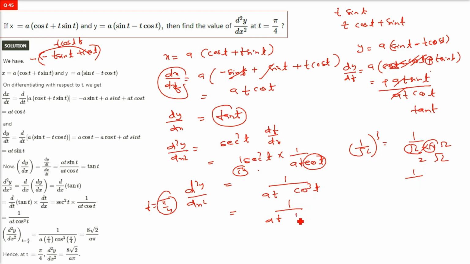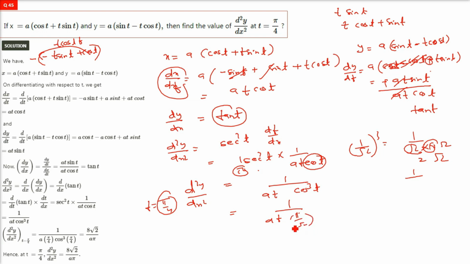a is a constant. t, as I already told you, is going to be pi by 4. And cos cube pi by 4 we have already computed as 1 by 2 root 2. This computation will give you 8 root 2 by a pi. How? Let us compute it.